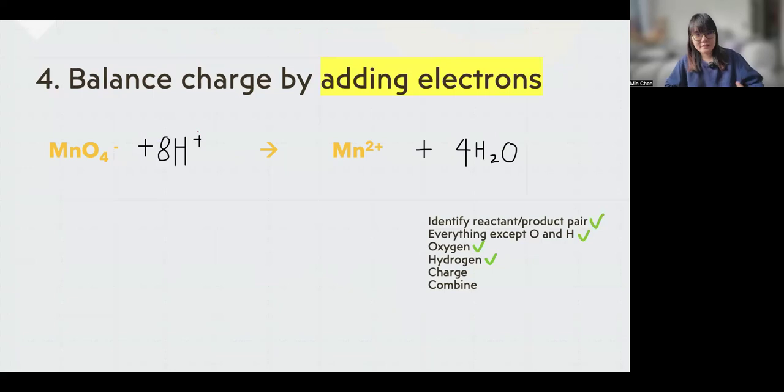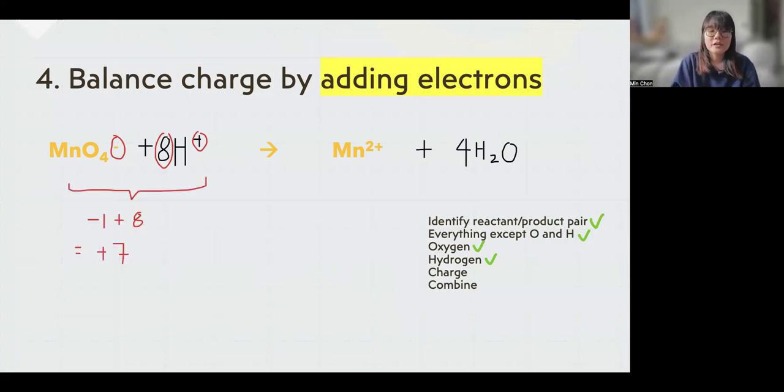The last part, again, we have to balance the charges. Now we add electrons. One fun tip is that where you add H+ is usually where you add the electrons as well. So for example, let's check the total charge on the reactant side. Here we have 1 negative charge on MnO4-, as well as 8 positive charges from the H+. Added together, the total charge is +7 on the reactant side.